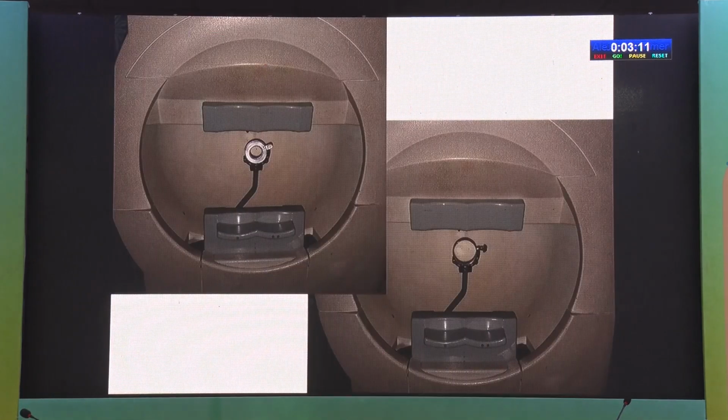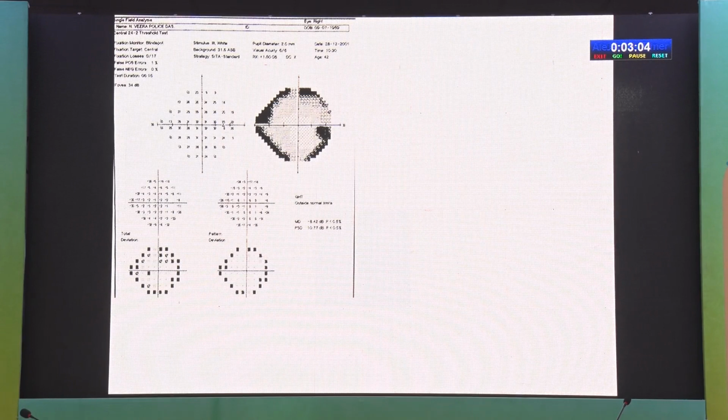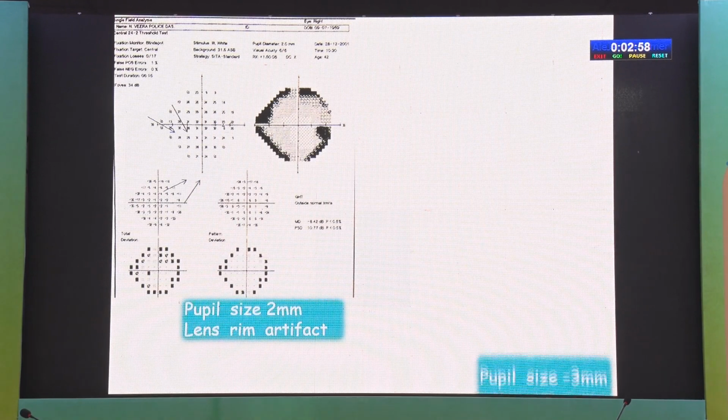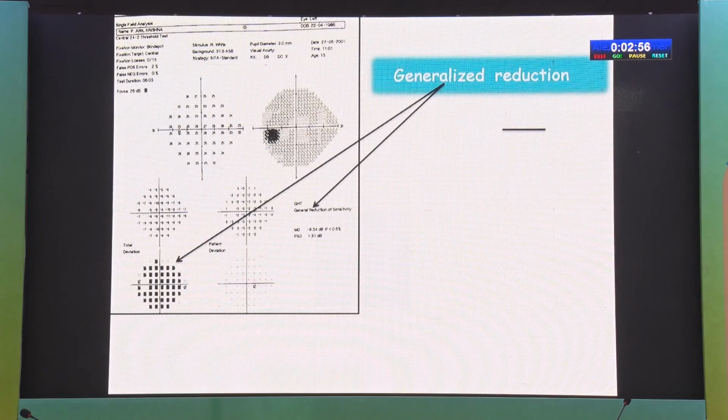Similarly, if you use a broad frame rim lens instead of a rimless or a thin rim lens, you may get this type of peripheral scotoma, which can also occur because of a small pupil, which was the case here. And when the pupil was dilated, as you can see, the field has significantly improved.